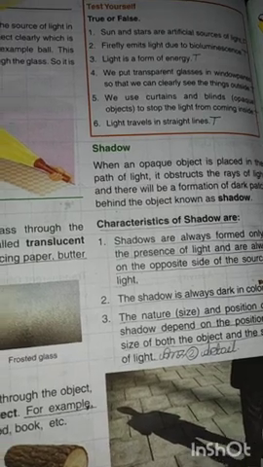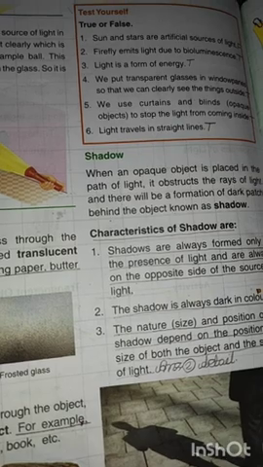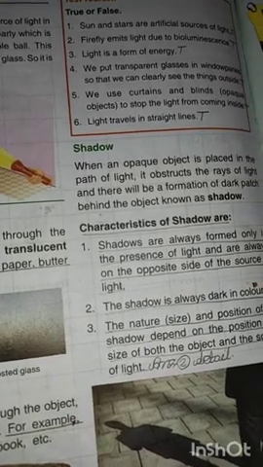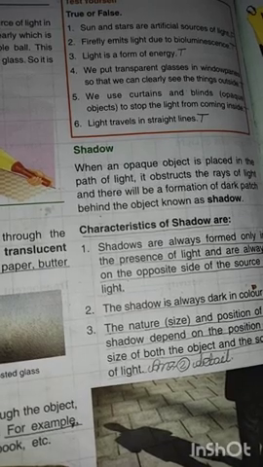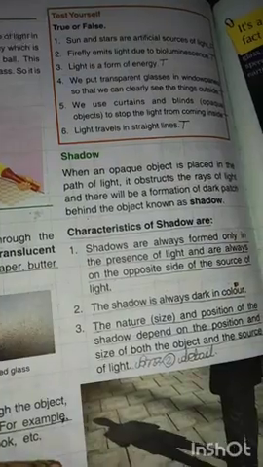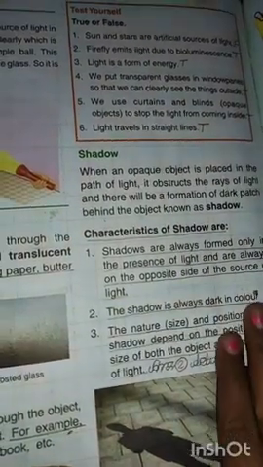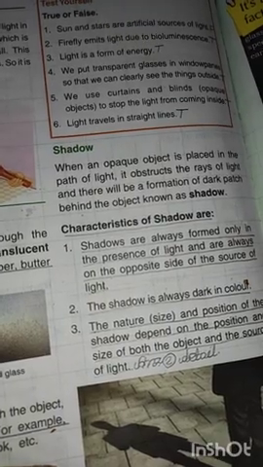Now understand about shadow. What is a shadow and how is it formed? Shadow is usually formed with the help of an opaque object. When an opaque object is placed in the path of light, it obstructs the rays of light and there will be a formation of a dark patch behind the object, known as a shadow.